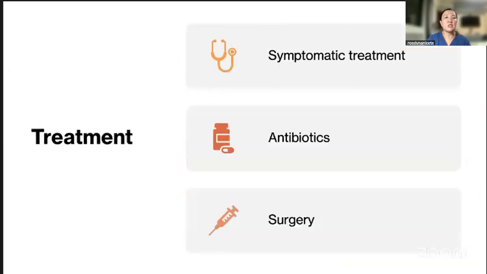So how do we treat tonsillitis? We give symptomatic treatment such as giving pain relievers, paracetamol and ibuprofen. We also give a course of antibiotic. For cases of recurrent tonsillitis, the child may need surgery. And also, like for the case I mentioned earlier, the case of peritonsillar abscess or quinsy, we call it, the child may need drainage for the abscess.